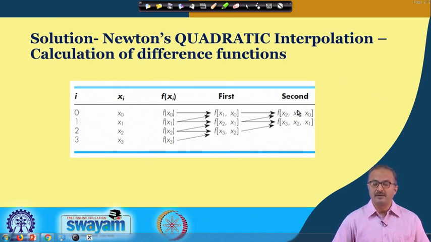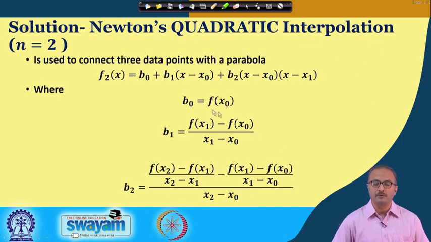Okay. Now after finding this second difference, you go to this formula again, and here you find we have to find out the values of b0, b1 and b2. Now you can find the b0 value easily if you put x equal to x0 here. Okay, what you find is f2 of x0, then this is b0 and this is also 0. That means b0 is equal to f(x0). Okay.